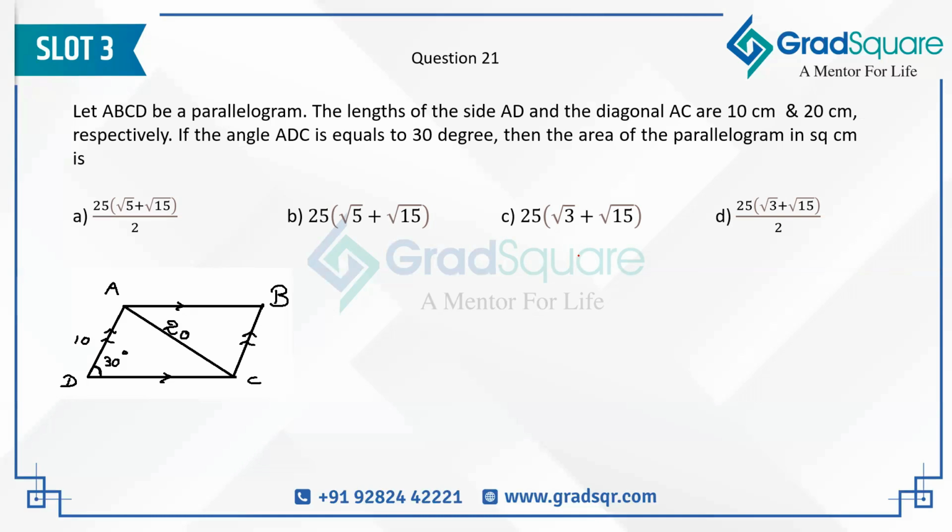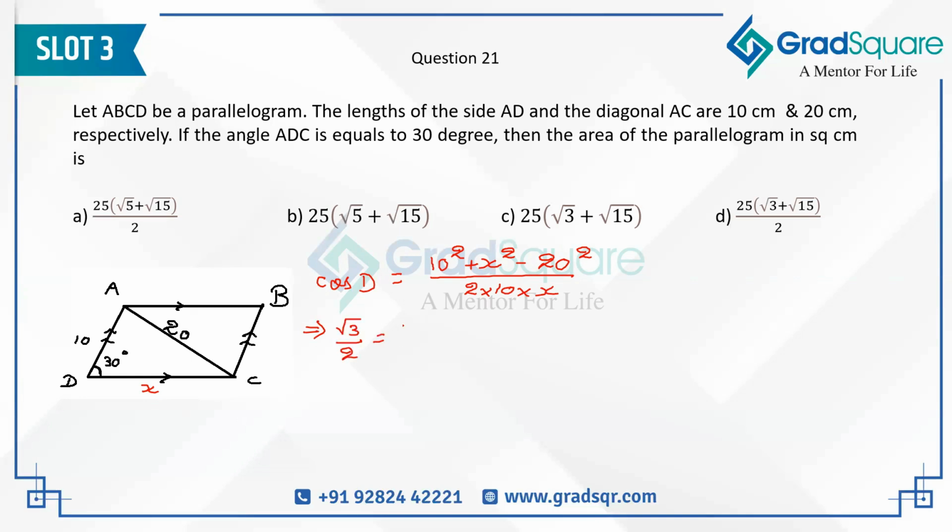Because opposite sides are equal, AD and BC both will be 10 and 10. So we need to find out the length of AB or CD. For the sake of convenience, let me assume the length of CD to be x. Now, if we apply the cosine rule in triangle ADC, I'll get cos of angle D is equal to (10 square plus x square minus 20 square) by (2 into 10 into x). The cos of angle D is cos 30 and the value of cos 30 is root 3 by 2.